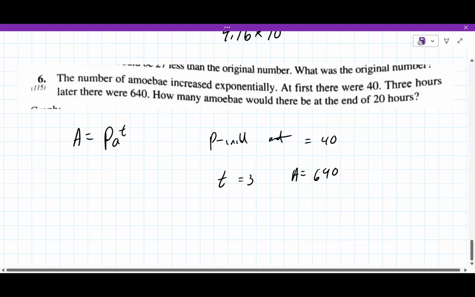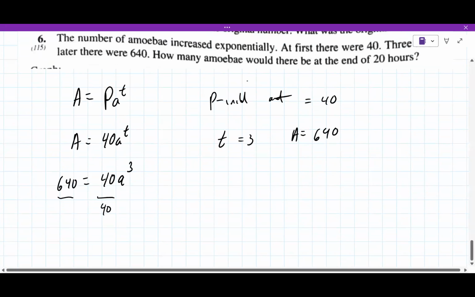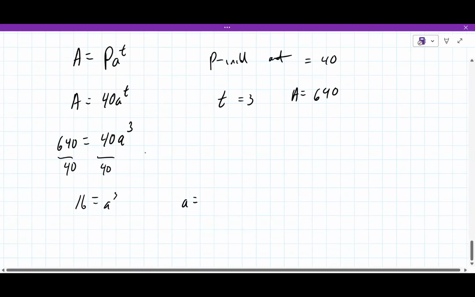So this is enough to get going here. You can say that A equals 40 a to the t. And then you've got 640 equals 40 a to the power of 3. So we can solve for a, divide both sides by 40. So looks like that's 16 equals a cubed. And that means that a is the cube root of 16, which does not work out nicely, but looks like it could.